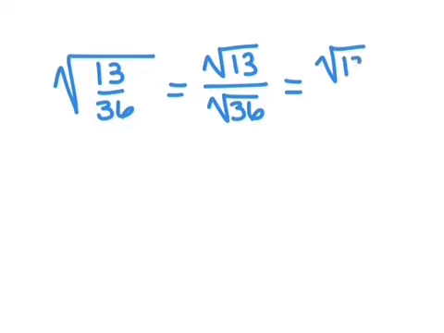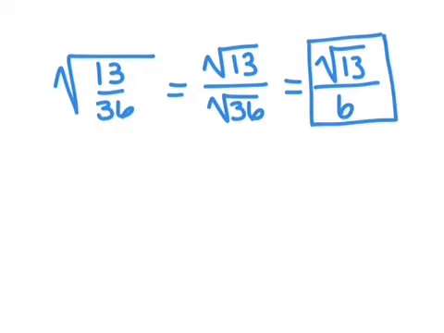13 is not a perfect square, so we keep it under the radical. 36 can be reduced to 6 when we find its square root. So our final answer is the square root of 13 over 6. See, that wasn't too bad.